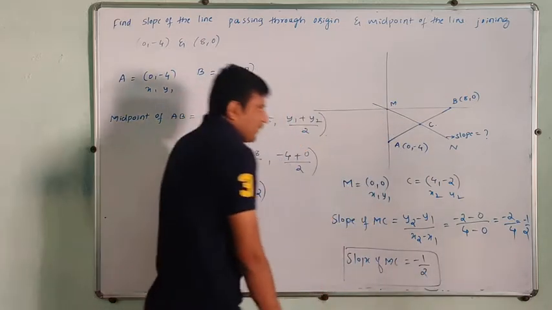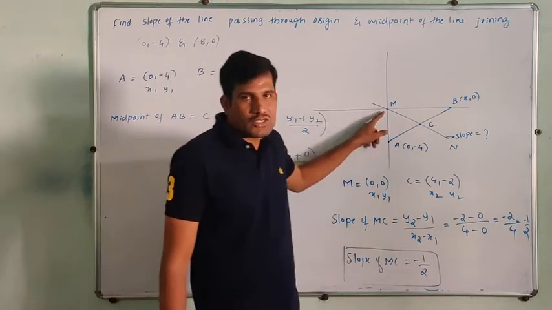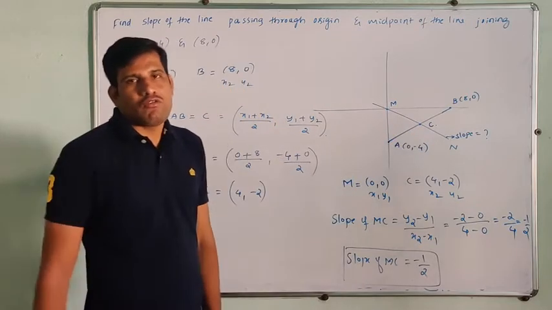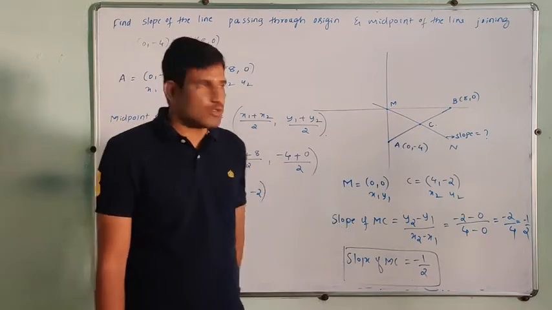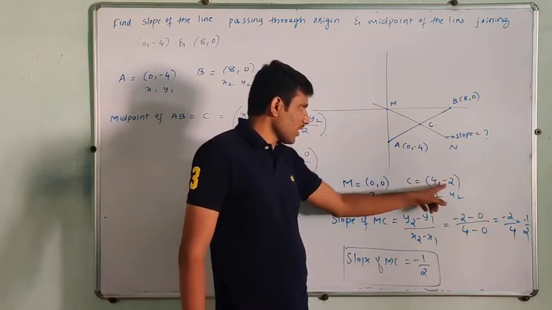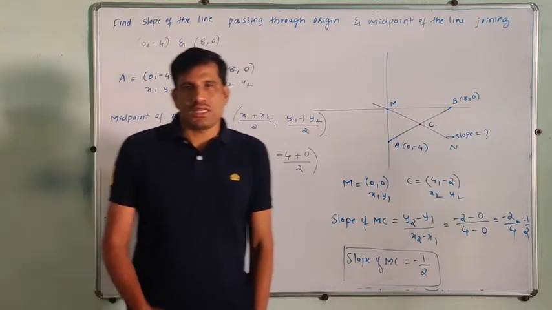Is it clear, friends? So first find the midpoint of AB, that is C. We know the coordinates of the origin and the coordinates of C. Then find the slope of MC by using the formula y2 minus y1 by x2 minus x1. That is minus 2 minus 0 divided by 4 minus 0, that is minus 2 by 4, which is equal to minus 1 by 2. Is it clear?